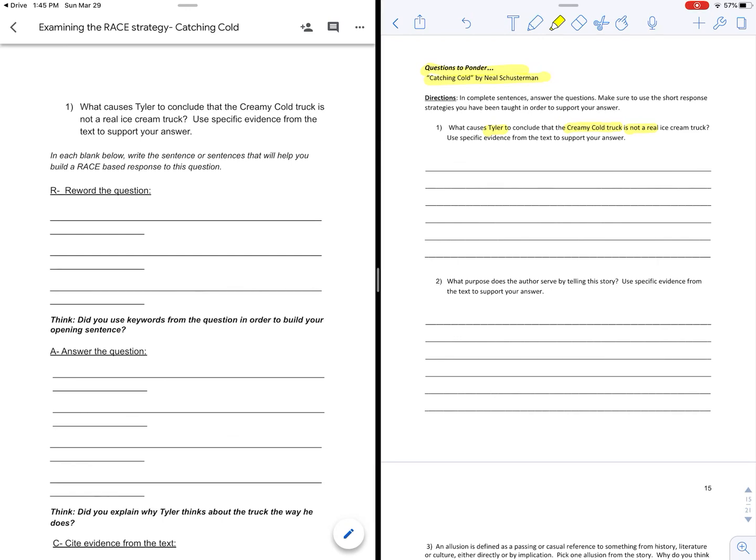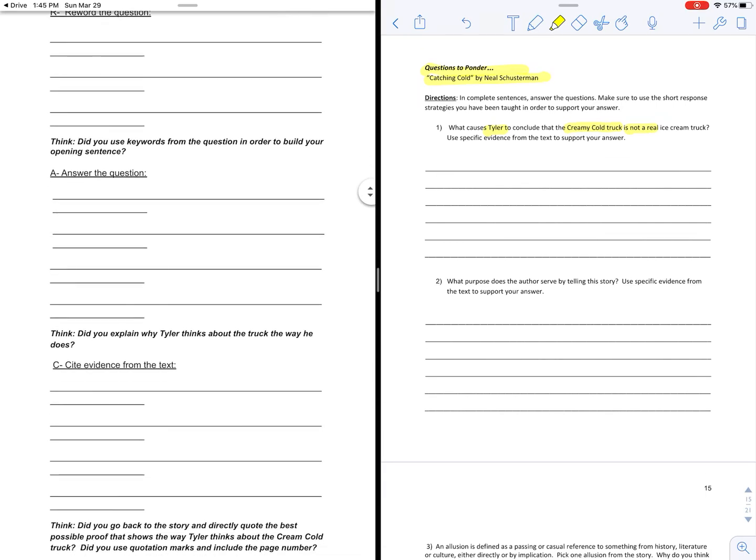And then the little think underneath just reminds you, did you use keywords from the question in order to build your opening sentence? So if your opening sentence uses the words Tyler, creamy cold truck, and not real, you've done the job. The answer statement for this is where you're going to give your answer for the question.